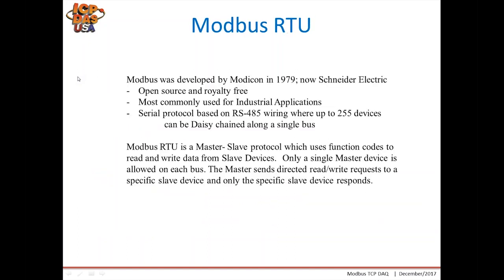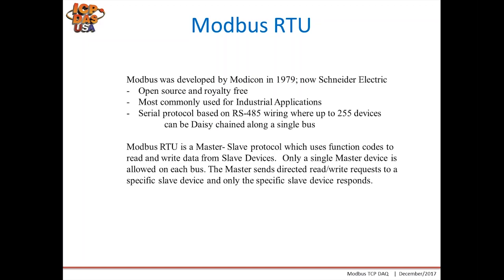Modbus RTU was developed by Modicon in 1979, now known as Schneider Electric. Modbus RTU is open source and royalty free, and because of this, it has become the most commonly used industrial protocol. It's a serial protocol based on RS-485 or serial wiring in general, with up to 255 devices that can be daisy chained along a single bus.